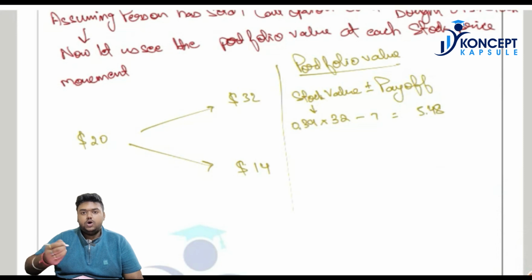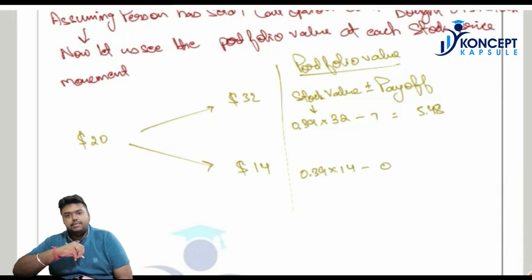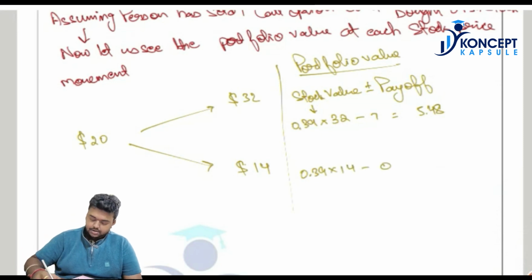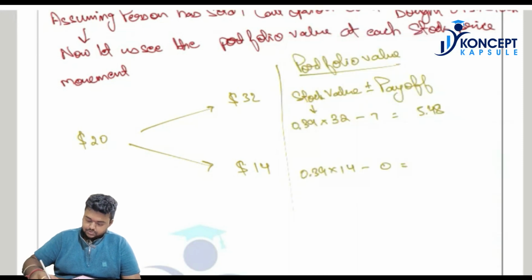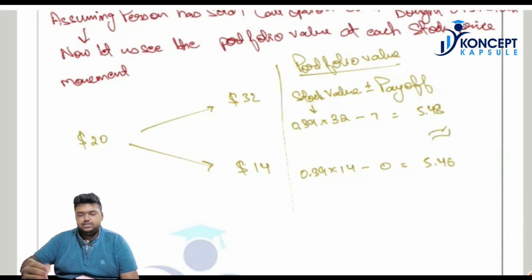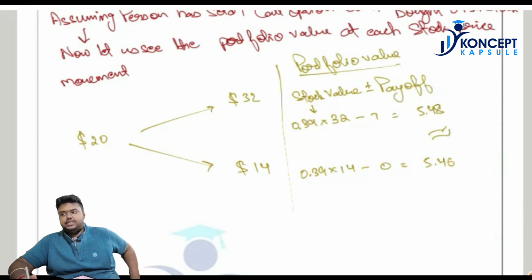In case the stock price comes down to 14, what is the value? 0.39 into 14 minus payoff, which will be 0. Why? Because the option will expire out of the money. What is the value? 0.39 into 14, that is 5.46. So this 5.48 and 5.46 are approximately equal, just some approximation error.